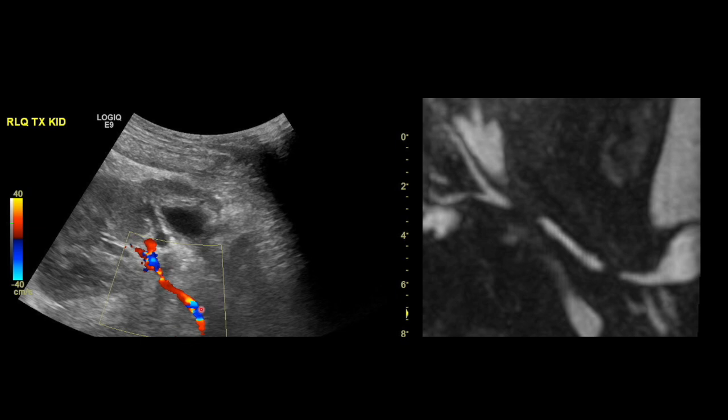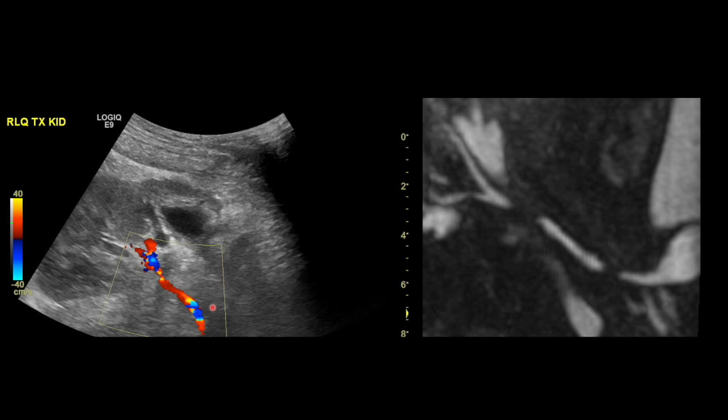What's going on here is that these are two areas where the velocity exceeds 40 centimeters per second. Because it doesn't know how to depict that, it's going to scale, wrap around to the bottom, and make it look like there's a reversal in flow in these two areas.